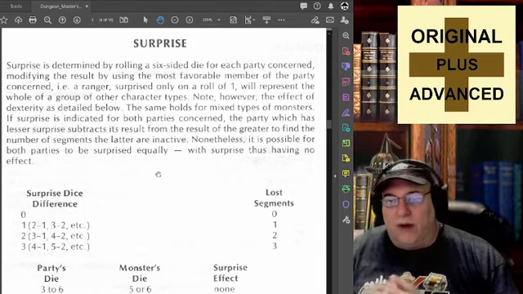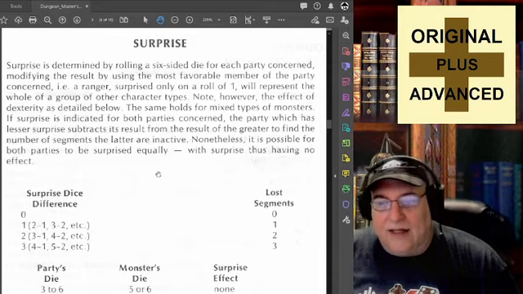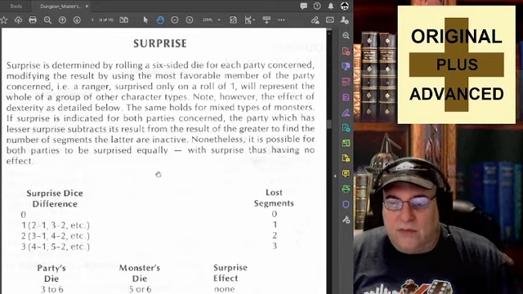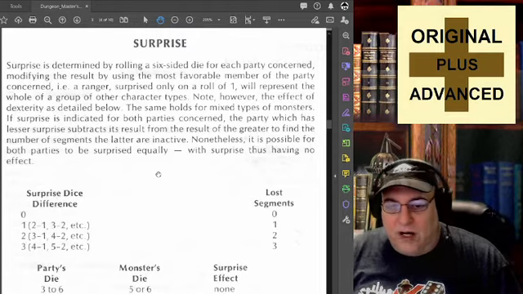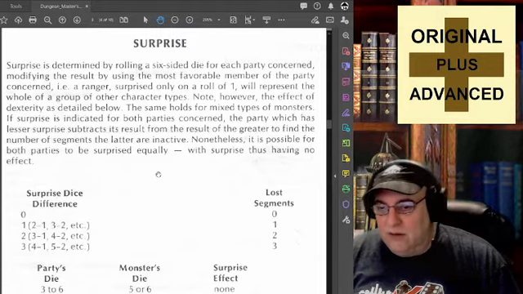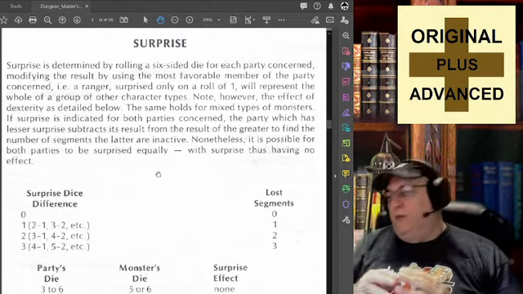Surprise is determined by rolling a 6-sided die for each party concerned, modifying the result by using the most favorable member of the party, i.e. Ranger, surprised only on a roll of 1, will represent the whole of a group of other character types. And, play that up, too.